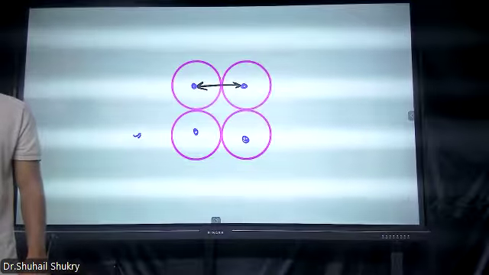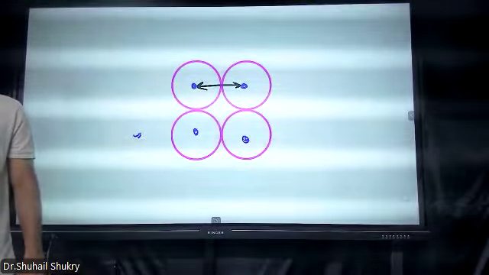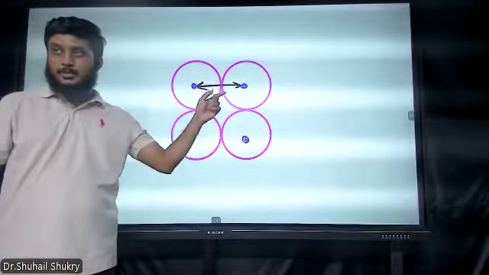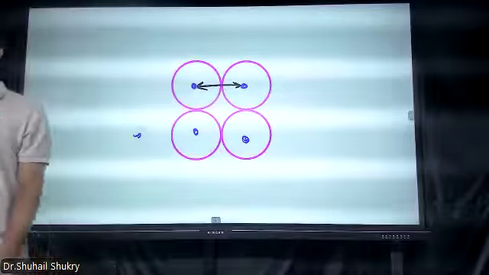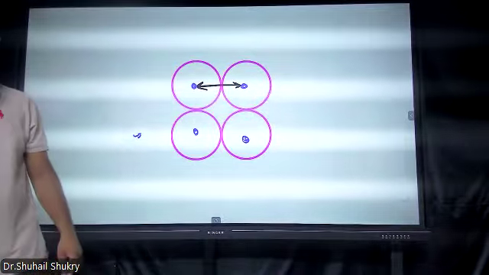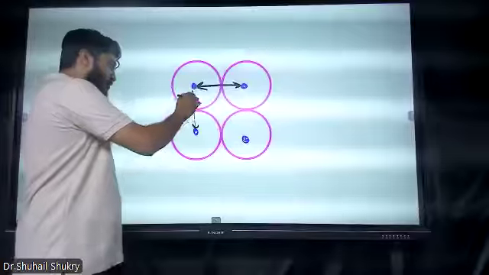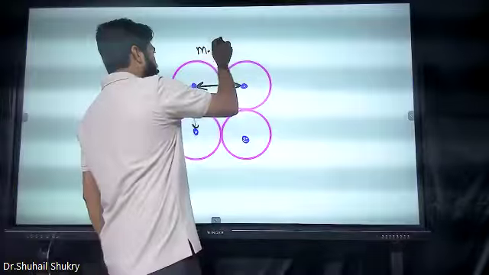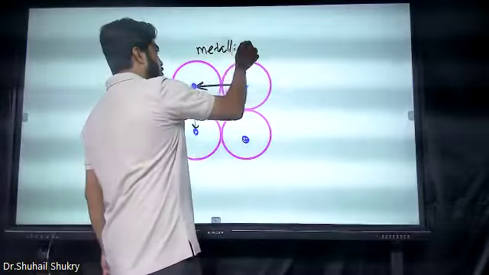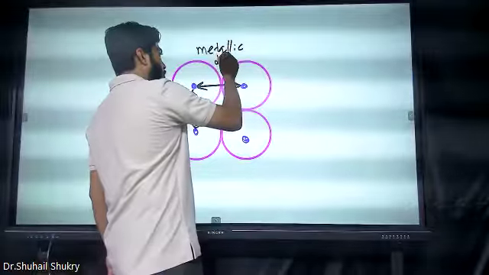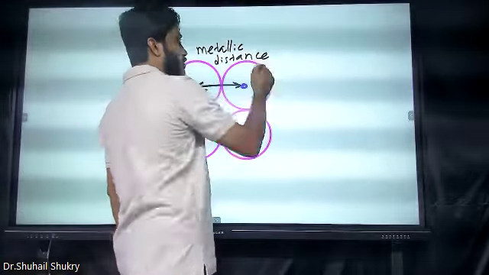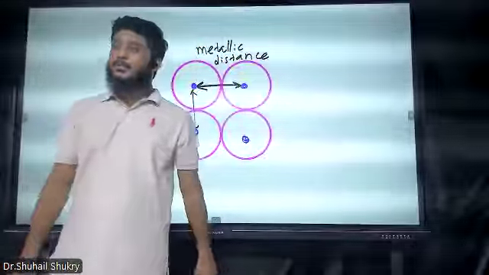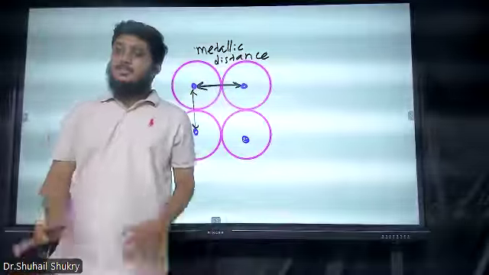The radius is half of this. Here the radius is only this much, and this is the metallic distance, so the radius will be half of it. Very simple. Half of the metallic distance is the metallic radius. You may have 50 topics, but you shouldn't forget the covalent radius and van der Waals radius.